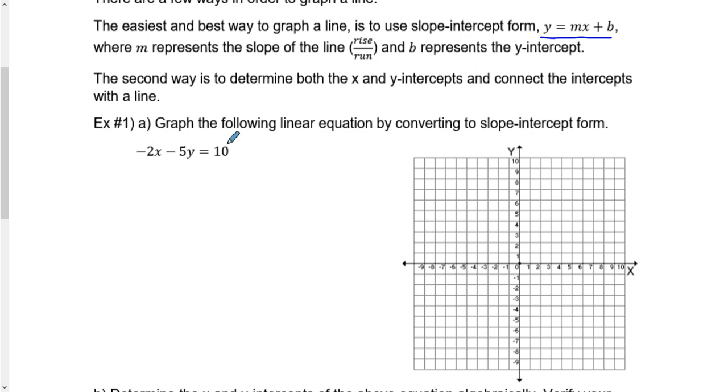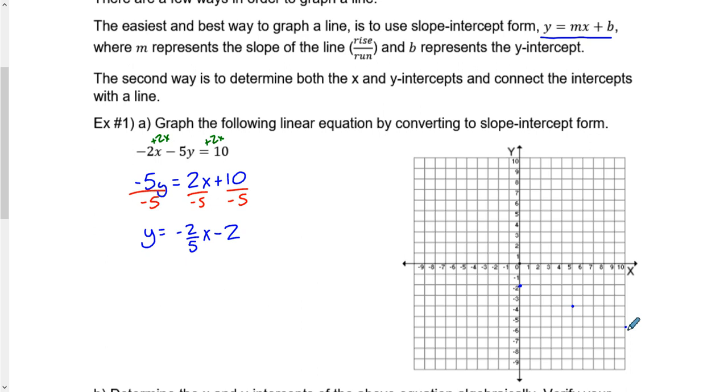So our first example is we're going to do some graphing of this. The first thing we need to do is convert it to slope-intercept form. In order to do that, we need to add 2x to both sides, and then divide by -5. So y equals -2/5 x minus 2, which means our b value, our y-intercept, is -2. From that -2, we have a rise over run of -2 over 5, which means we go down 2 and right 5.